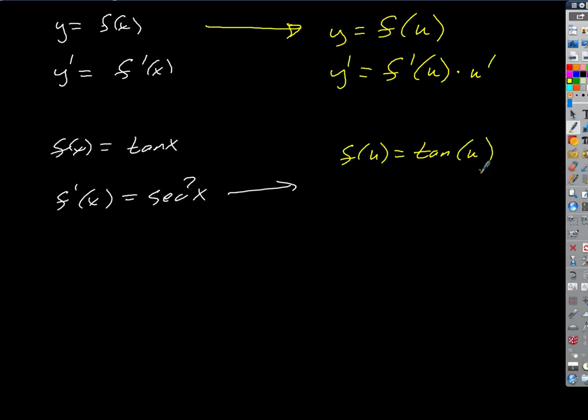Okay. So if f of u equals tangent u, then f prime of u is what? Secant squared u times the derivative of u, right? Okay, that makes sense? So that's what those represent. It's just our new chain rule empowered versions of the derivatives.